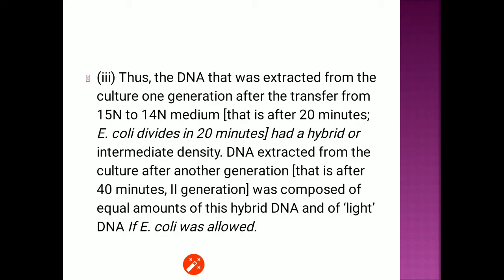Thus, the DNA extracted from the culture one generation after the transfer from 15N to 14N, that is after 20 minutes, had a hybrid or intermediate density. DNA extracted from the culture after another generation, that is after 40 minutes, was composed of equal amounts of this hybrid DNA and of light DNA.